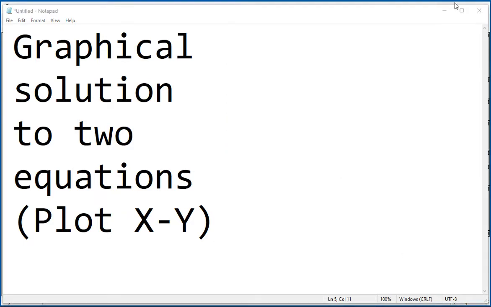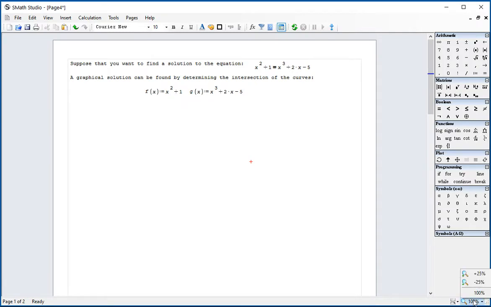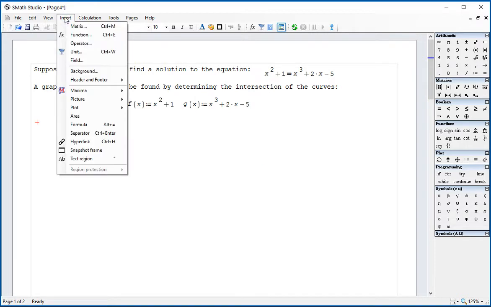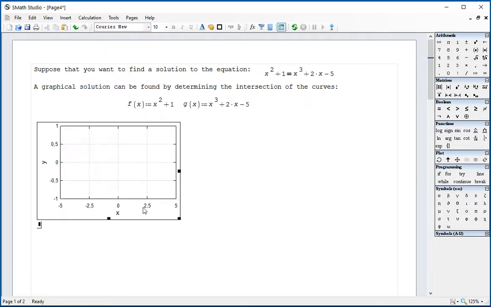So we're going to start by looking at the solution of this equation, which is equivalent to plotting the left-hand side as a function f of x and the right-hand side as a function g of x, and then producing a plot of the intersection. Since I already defined my functions, I'm going to insert a Plot XY, and down below here I'm going to insert a system of equations where I'm going to put my f of x and my g of x.